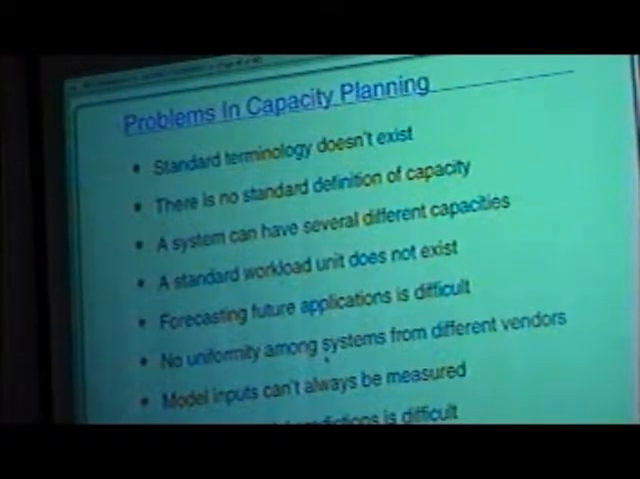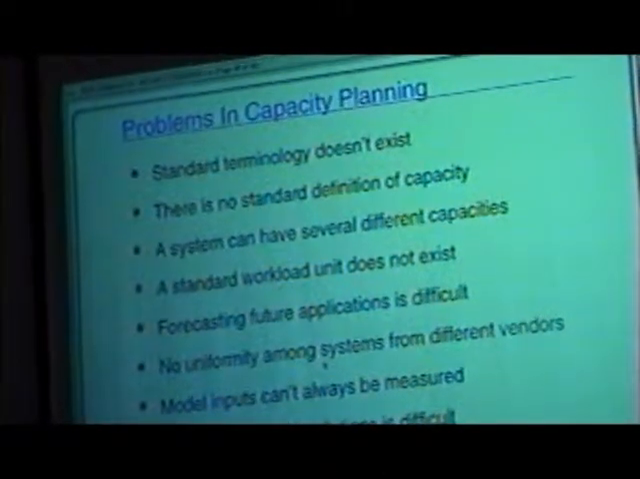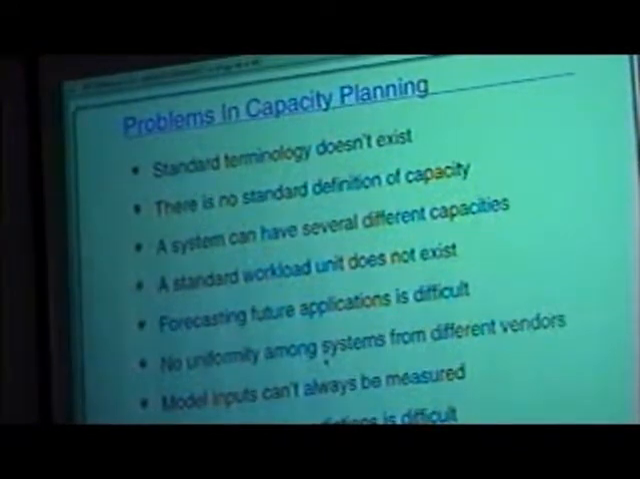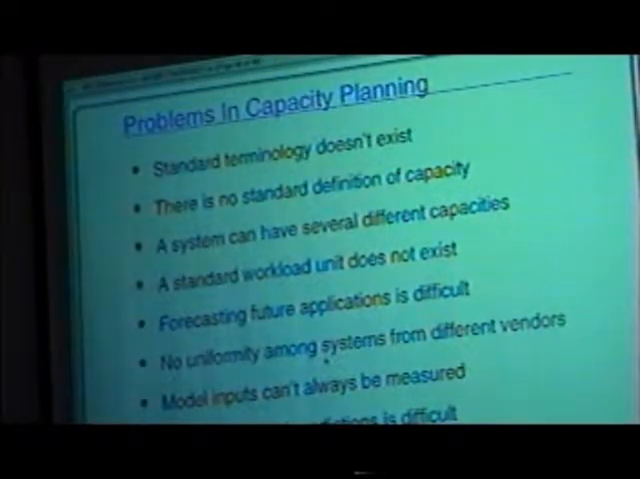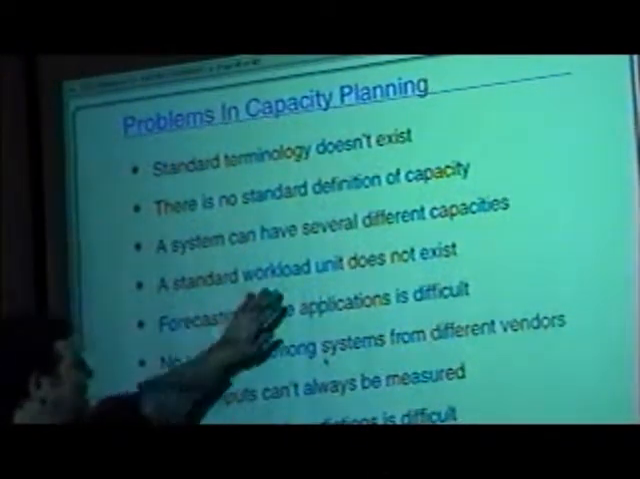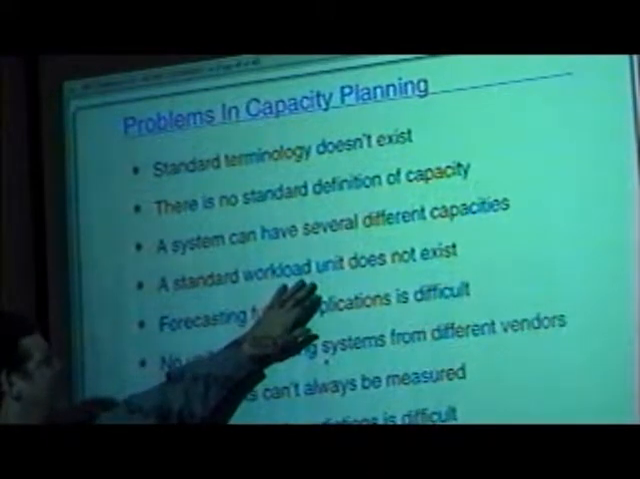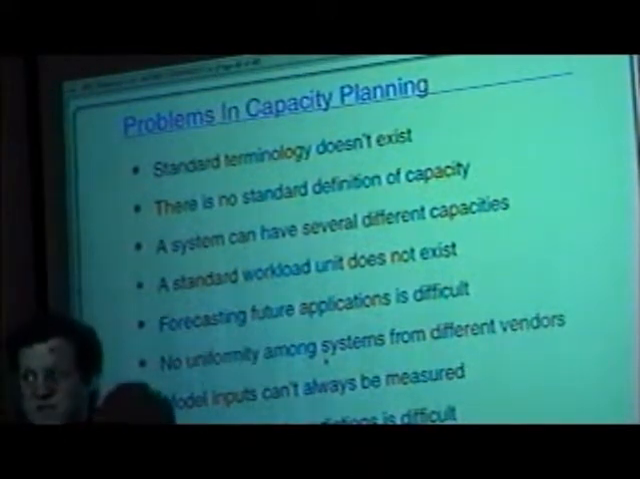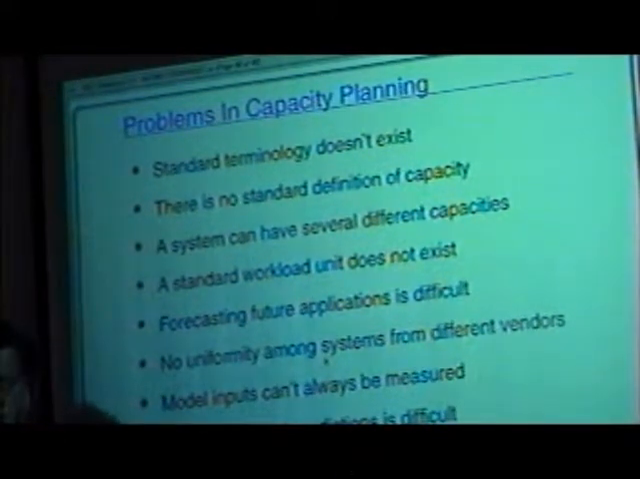Problems of capacity planning. First of all, standard terminology does not exist. There's no definition of what capacity is. A system can have different capacities. With make part, I can partition it off and change the capacity. I've been calling it a workload unit. There's no standard way of describing what a workload unit is. It could be a transaction, it could be a web hit, it could be a car crash.